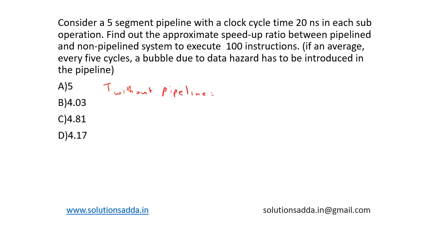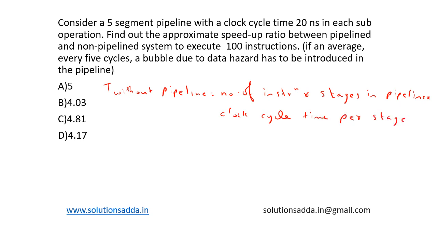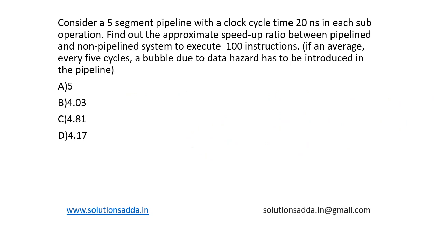Time without pipeline. We have number of instructions into stages in pipeline into clock cycle time per stage. So in total we have 100 instructions, 5 stages and 20 nanoseconds. So this is equation number 1.